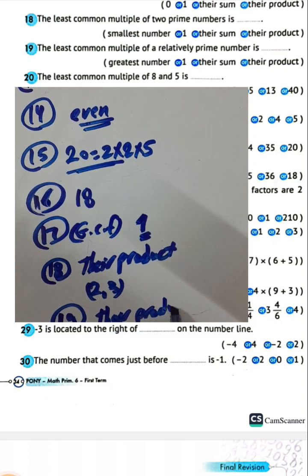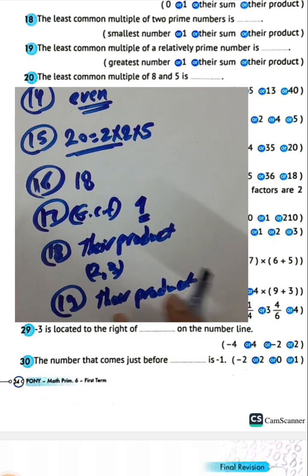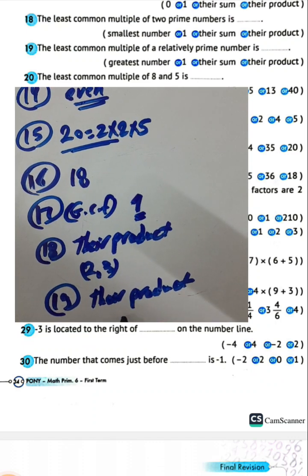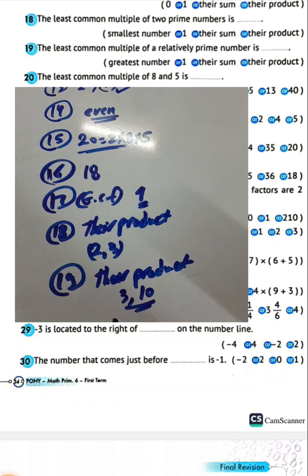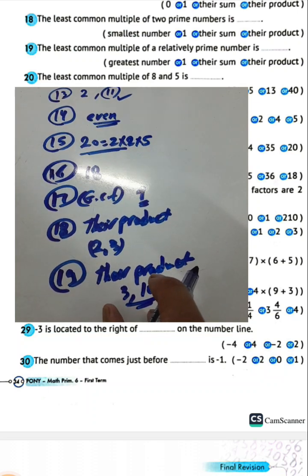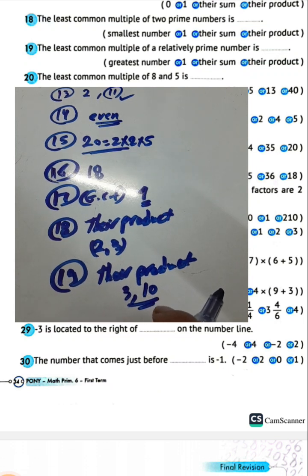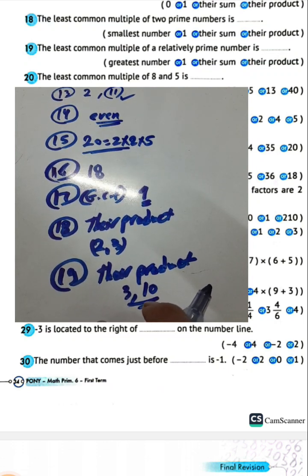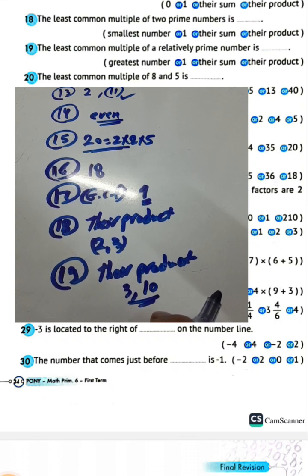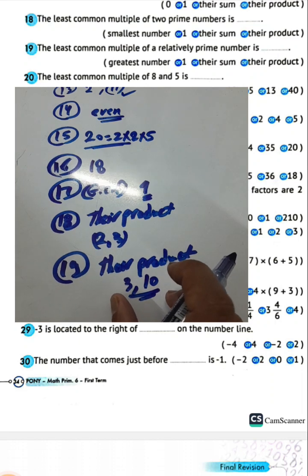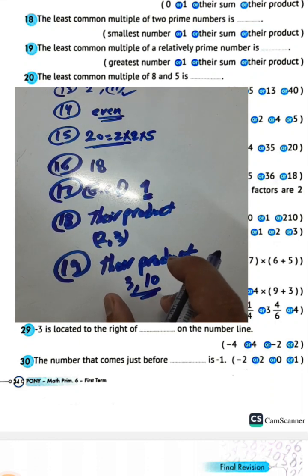Okay, such as 2 and 3, or here two relatively prime numbers such as 3 and 10. 3 and 10 we call relatively prime numbers because the highest common factor between 3 and 10 is 1. Why? Because the highest common factor between them equals 1. 3 and 10 can't be divided by any number except 1. So the greatest common factor between 3 and 10 will be 1. We call them relatively prime numbers.